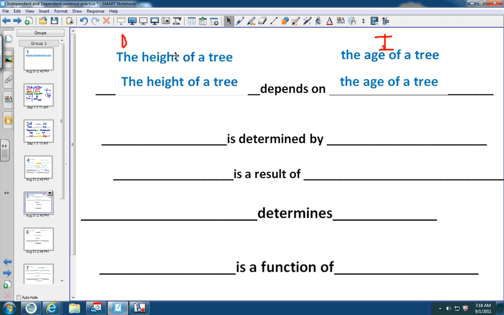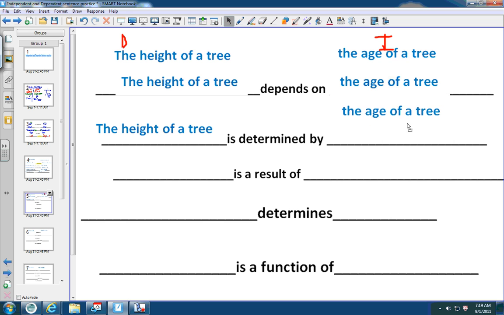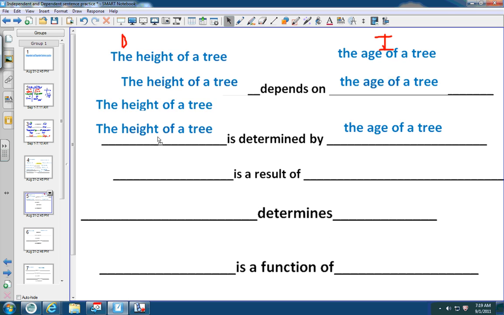Is determined by: the height of the tree is determined by the age of the tree. Is a result of: the height of the tree is a result of the age of the tree. Oh, I took the wrong one here.